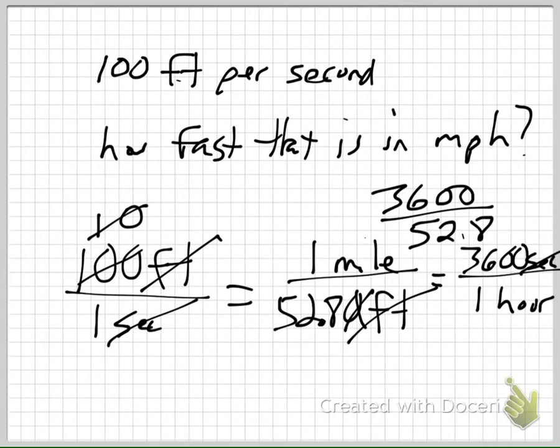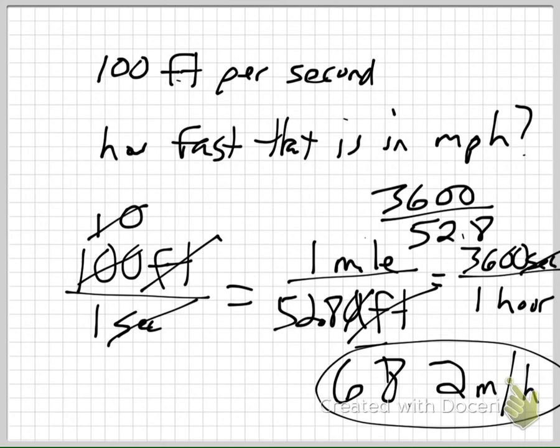3,600 divided by 52.8. 68 point, we'll just say 68 point what? 1818. 0.2 what? Miles per hour. Does that make sense? Miles per hour. Did you follow that? Yes?